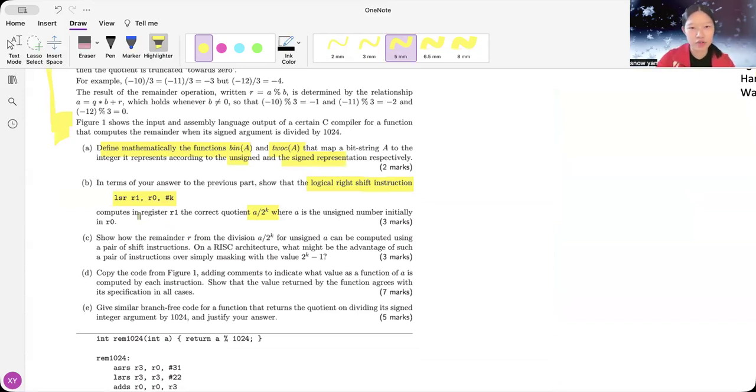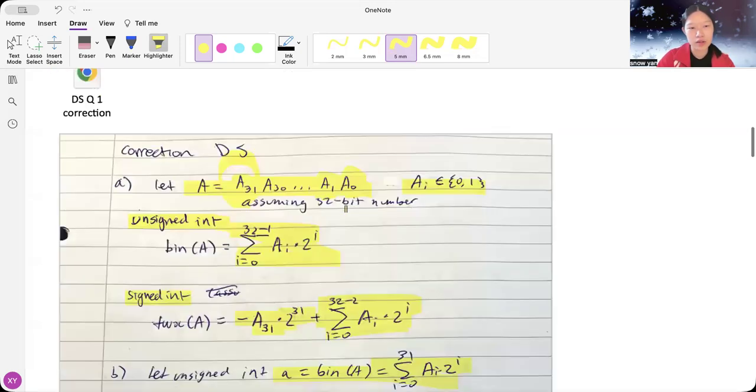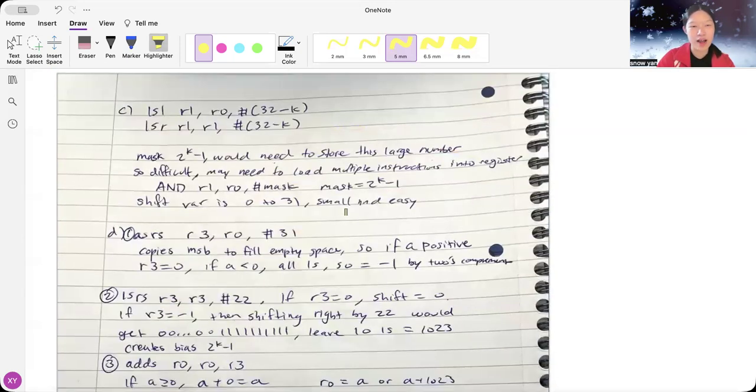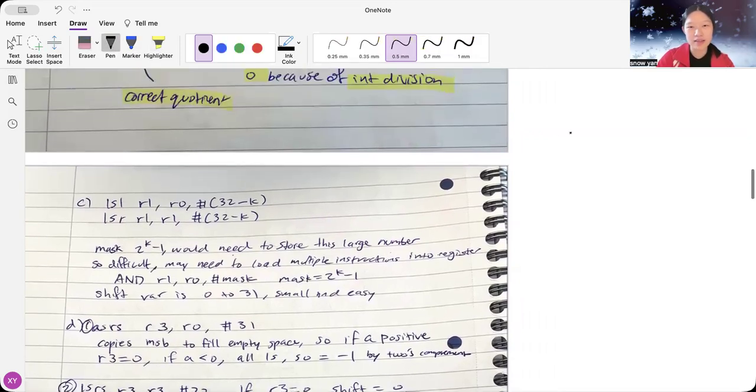LSR just stands for logical shift right. And then part C, we're asked to show how the remainder R from the division of A by 2^k for unsigned A can be computed using a pair of shift instructions. On a RISC architecture, what might be the advantage of such a pair of instructions over simply masking with the value 2^k minus 1? Okay, so this is broken down into two parts, right? How to implement this, and what the masking versus this does. So the first thing is, if we're thinking about this as a number that is 2 to the 0 all the way to 2 to the something over here, right?